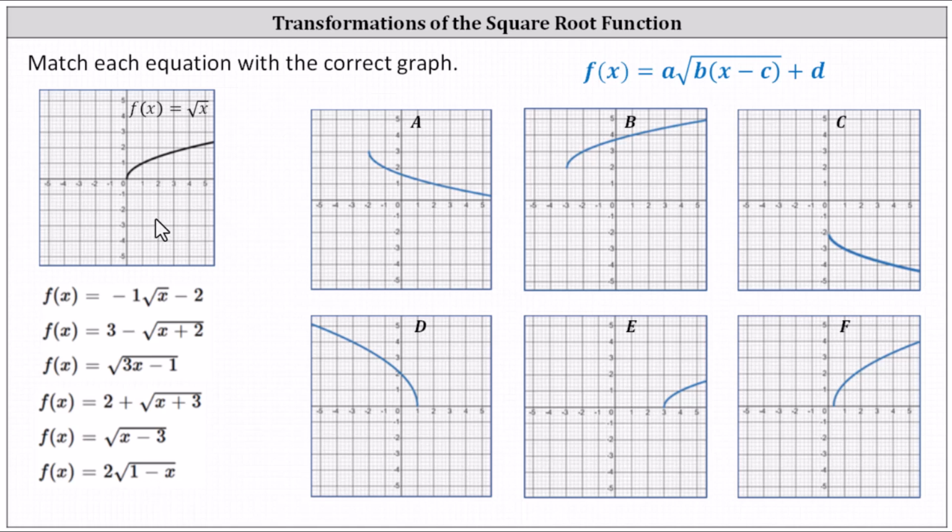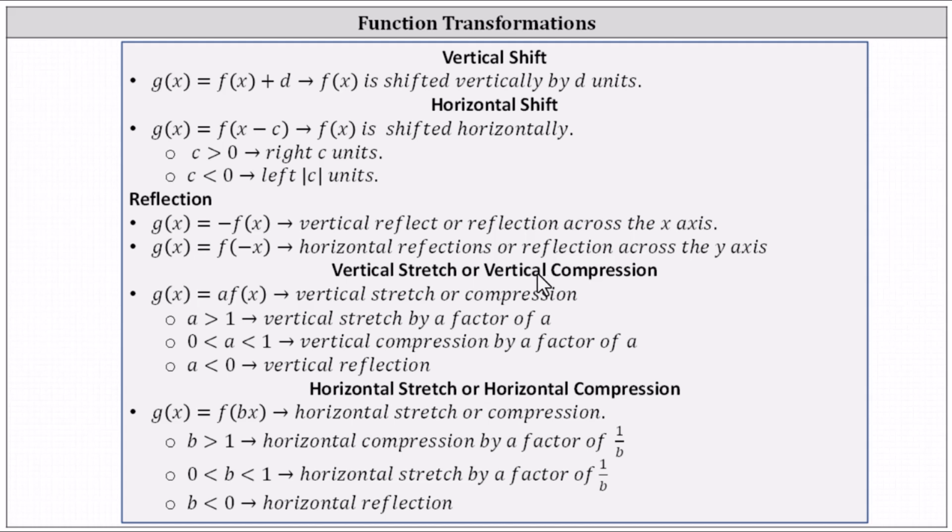When we have a transformation of the square root function, we can write the function in the form of f of x equals a times the square root of the product of b and the quantity x minus c, plus d, where the values of a, b, c, and d indicate the type of transformation. For a quick review, recall the value of a indicates a vertical stretch or compression, the value of b indicates a horizontal stretch or compression, the value of c indicates a horizontal shift, and the value of d indicates a vertical shift. You may want to pause the video and review these notes in detail.